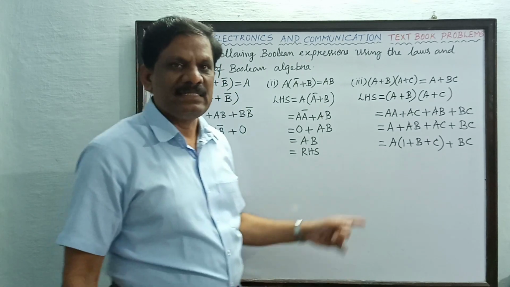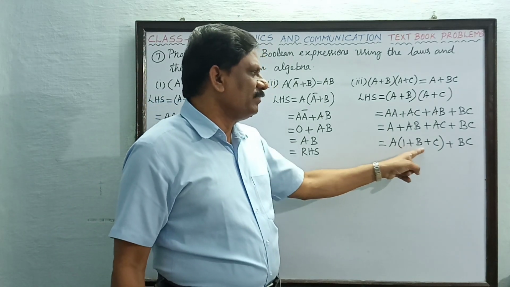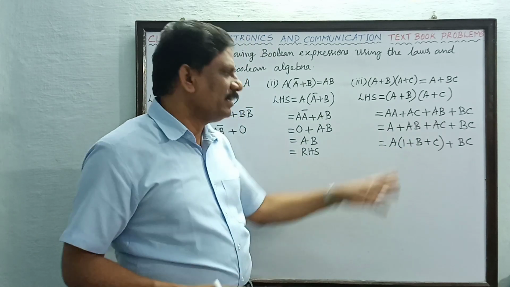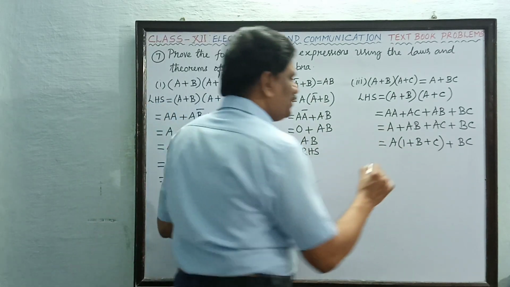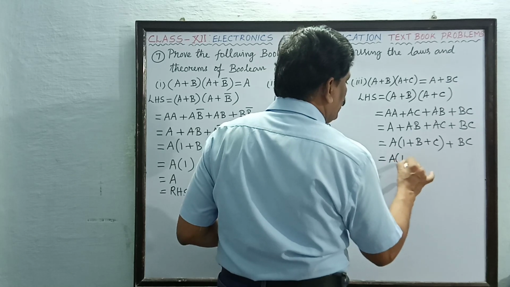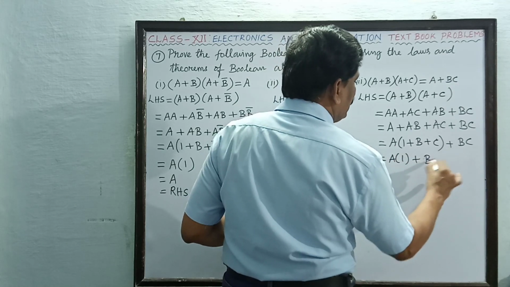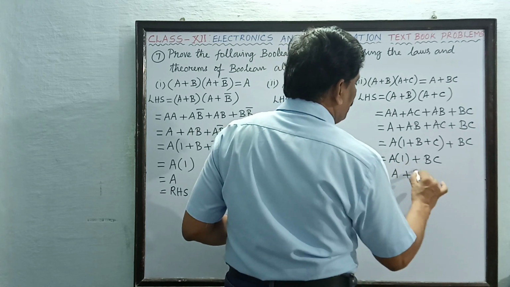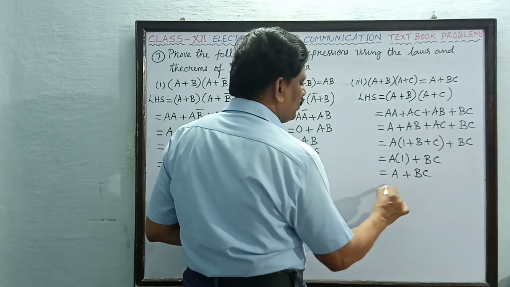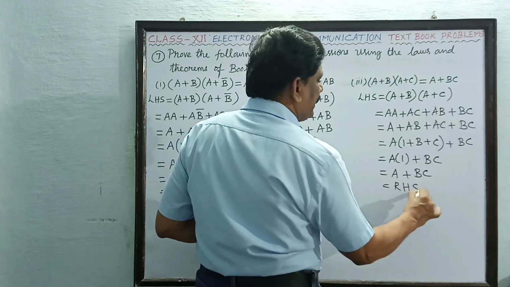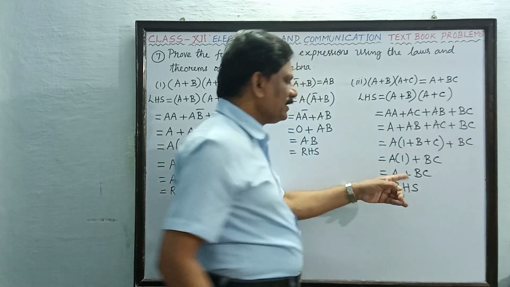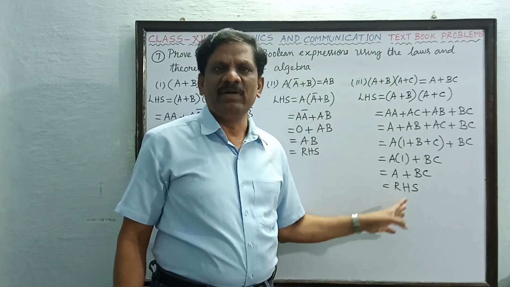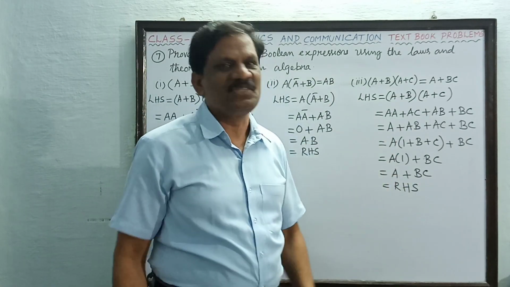So what you can guess now, 1 added with low or high will take the value 1 itself. Already it is a high. Therefore this must be equal to A into 1 plus the remaining term BC. So this must be equal to A into 1 is A, plus B into C is BC. So this is equal to the right hand side, A plus BC. So all the three identities we have verified. I hope you must have understood well. Fine.